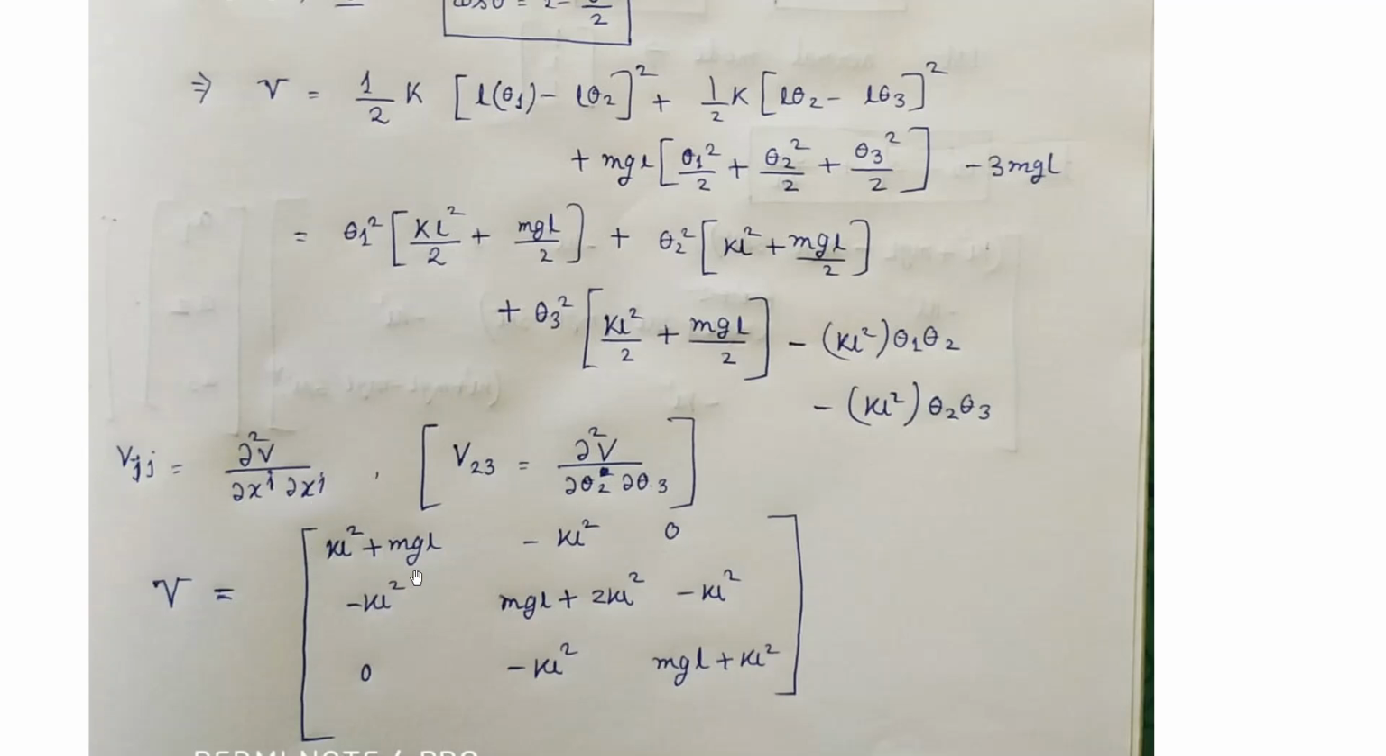So this is the first term, where ∂²V/∂θ1². This is the second term, ∂²V/∂θ1∂θ2, and similarly the other terms. So this is the matrix for potential energy.